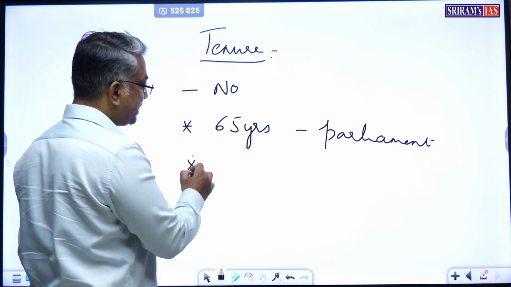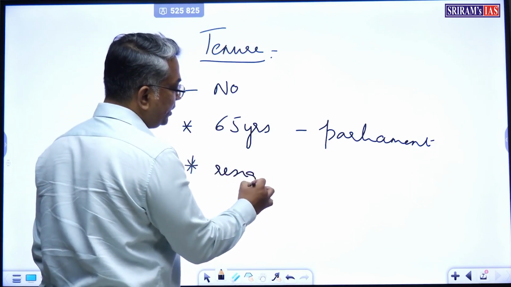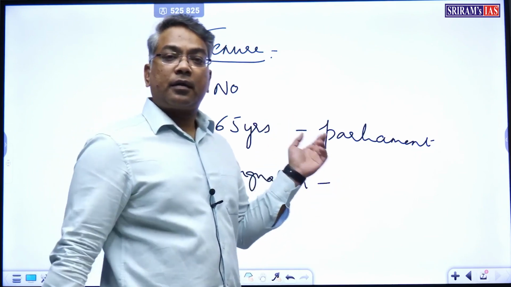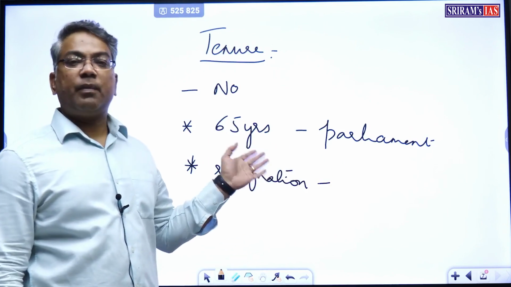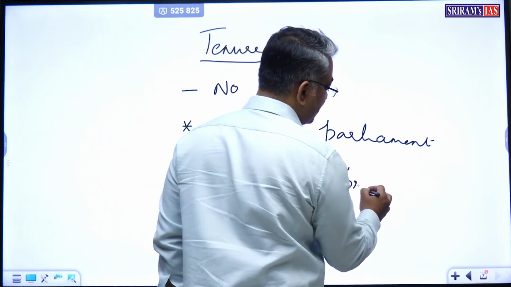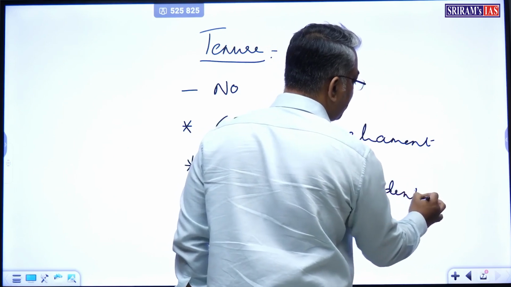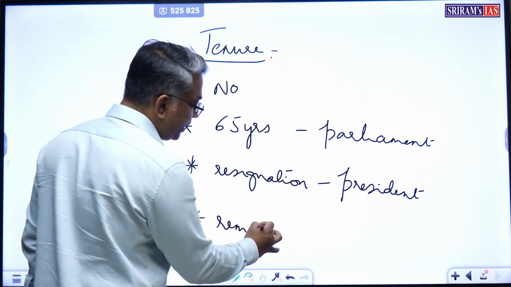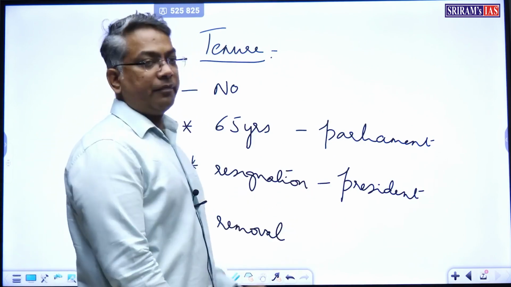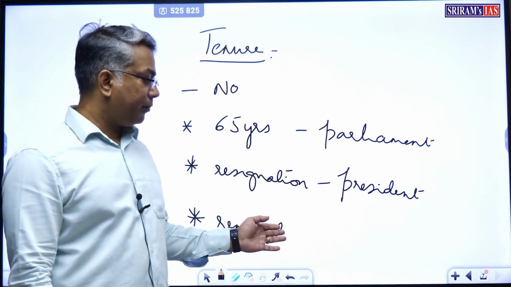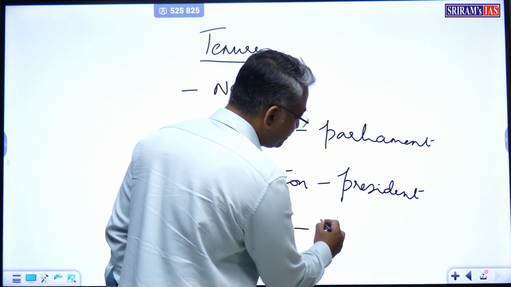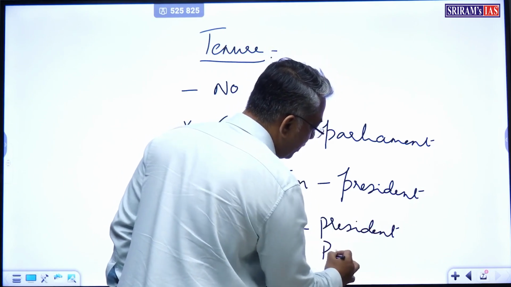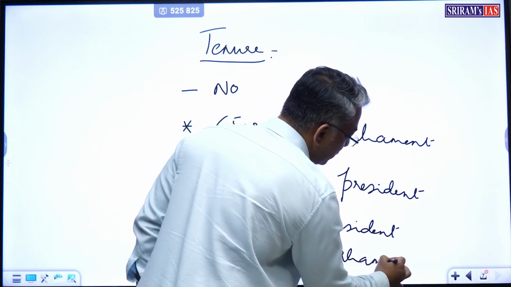Now, what about resignation? Is there any provision of resignation? Yes. The judge of the Supreme Court can resign his office by writing to the President. So there is a provision for resignation also. Now, what about removal? Is there any provision? Yes. The judge of the Supreme Court can be removed by the President on the recommendation of the Parliament.